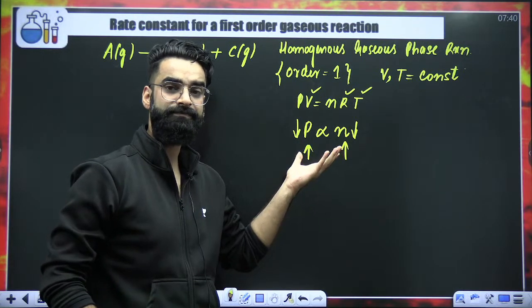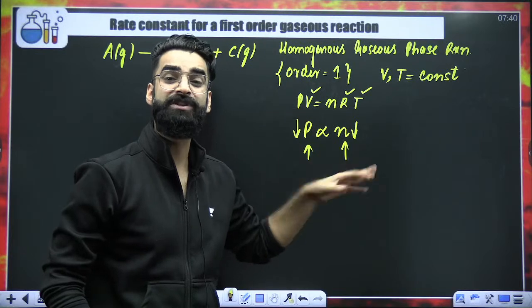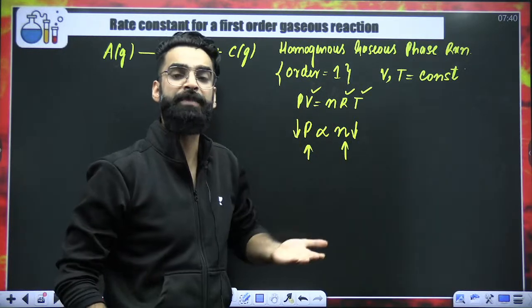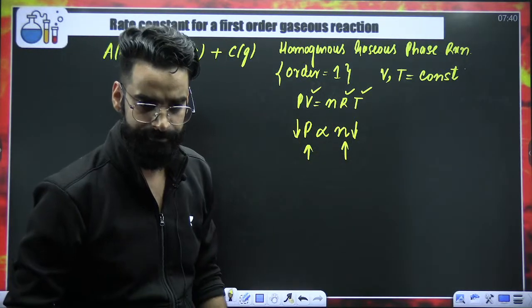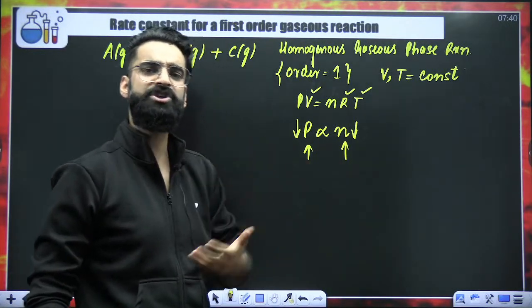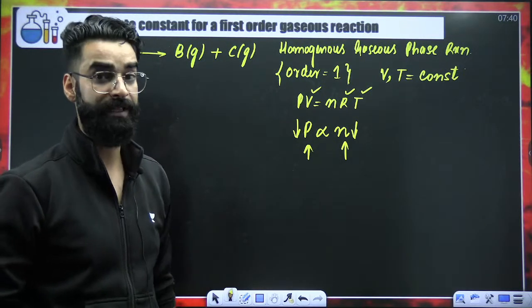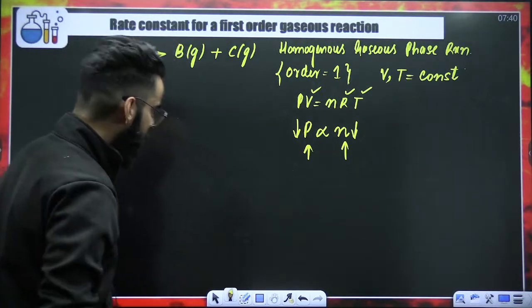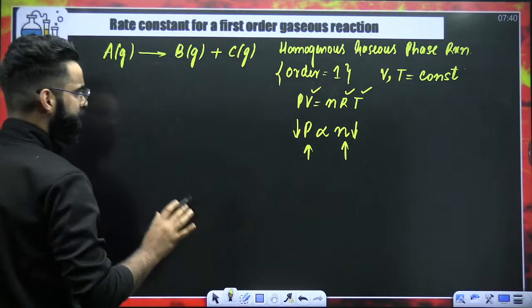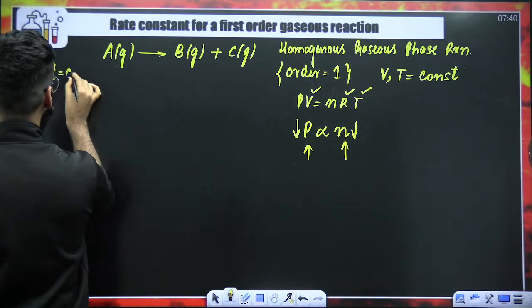And my dear students, if moles decrease, pressure will be decreasing. That means the proportion in which the moles will decrease, in the same proportion, pressure will also decrease. The proportion in which moles will increase, in the same proportion, pressure will also increase. What does that mean? Try to understand what exactly I'm going to say. My dear students, let's assume at time t is equal to 0.